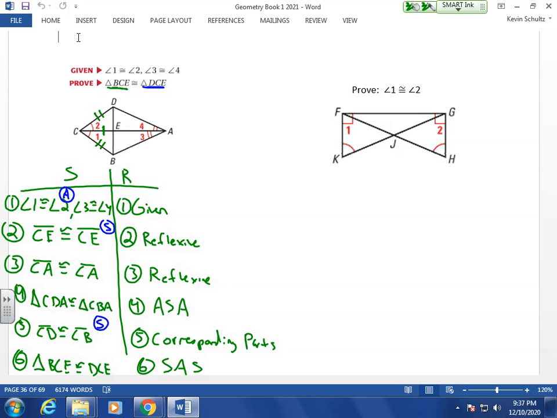Have I told you my favorite song yet? Karma Chameleon by Culture Club. Comma, comma, comma, comma, comma, chameleon. Gets stuck in your head.